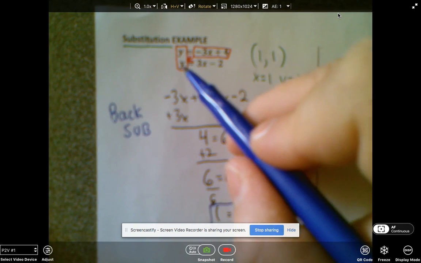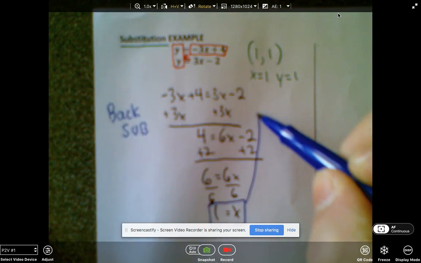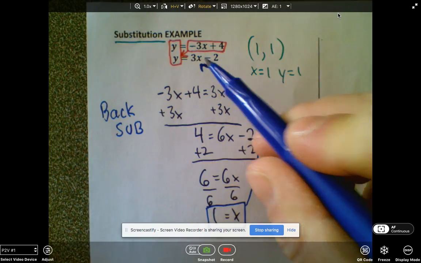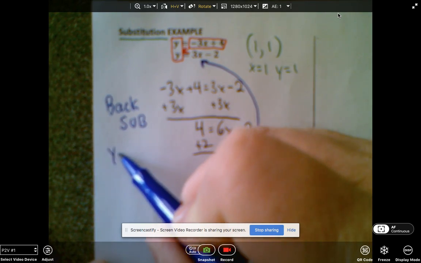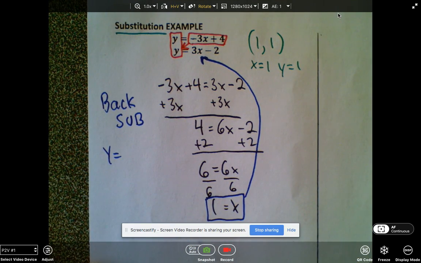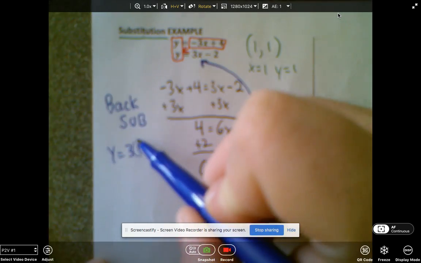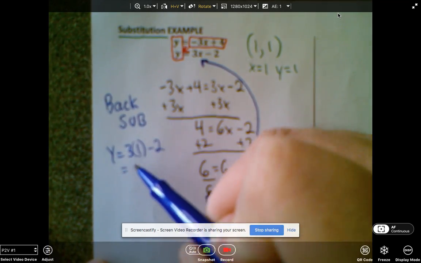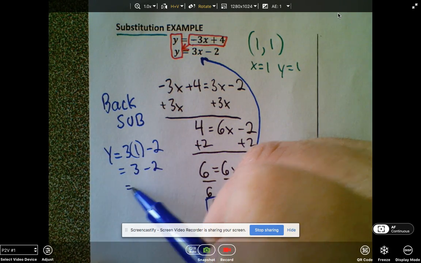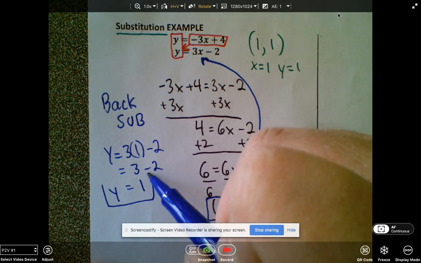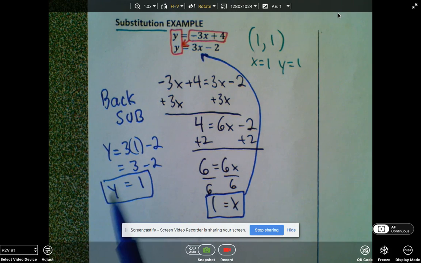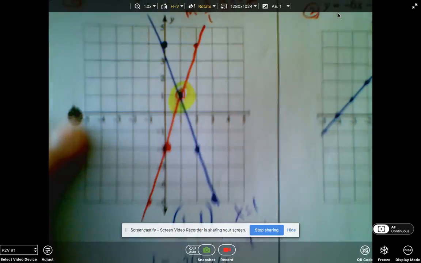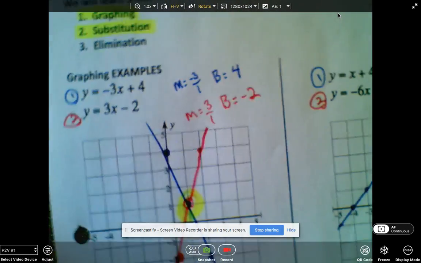So I'll choose the second equation here. Basically I'm going to rewrite it, but I'm going to substitute that x into the second equation. So now that would be y equals, who can substitute x equals 1 into there? 3 times 1 minus 2. 3 times 1 is 3, minus 2, which is 1. So y equals 1. So there's my solution using substitution. x equals 1, y equals 1. And there you have it. It's the same as the coordinates that we got here when we did it by graphing. It was 1, 1.